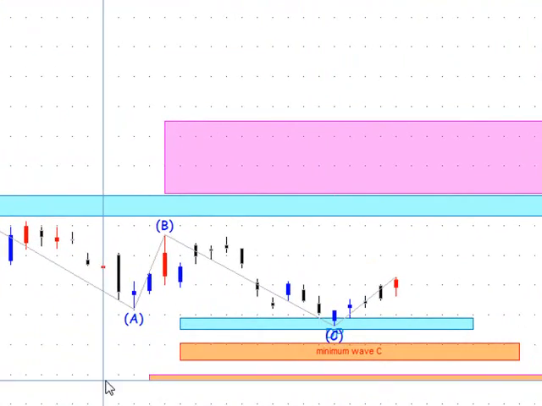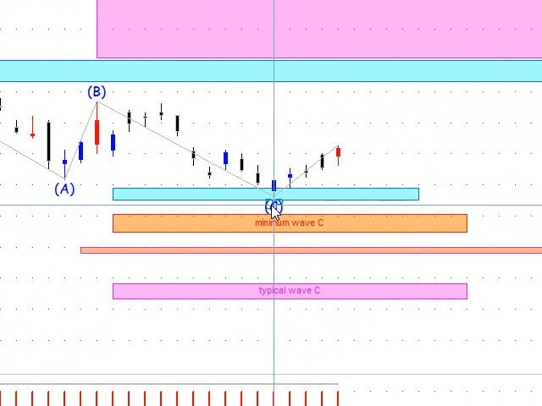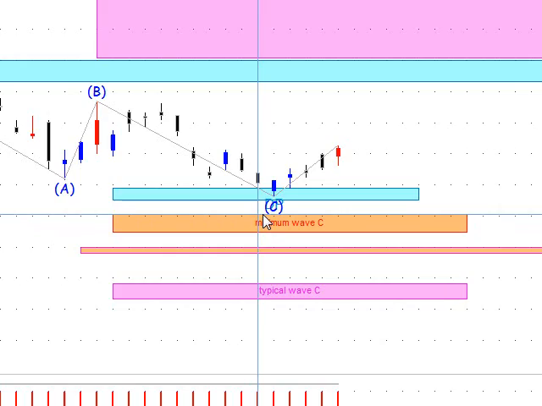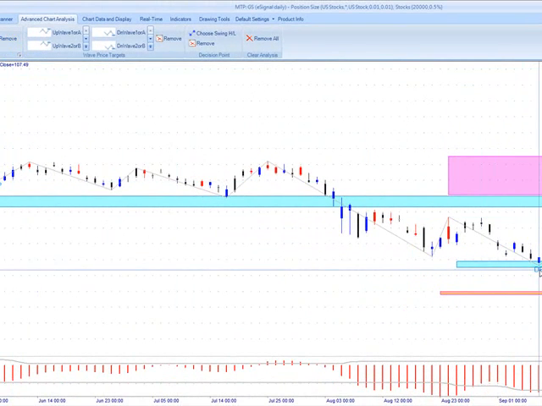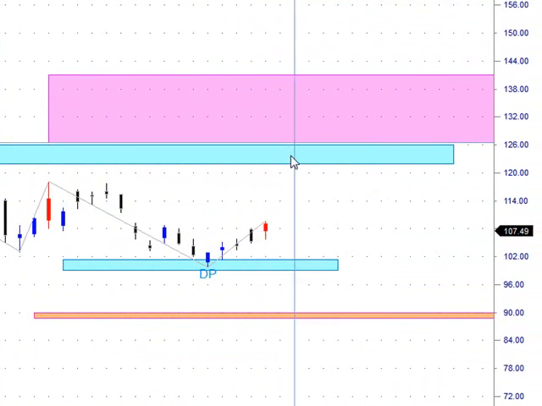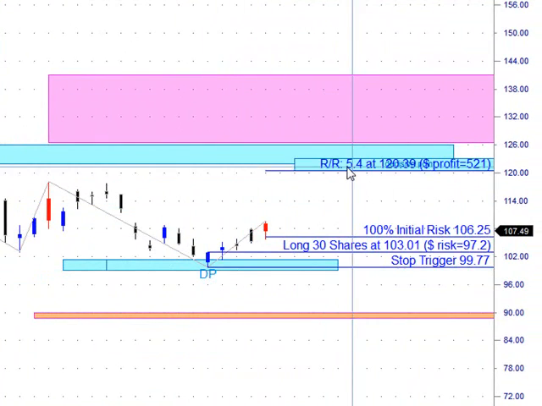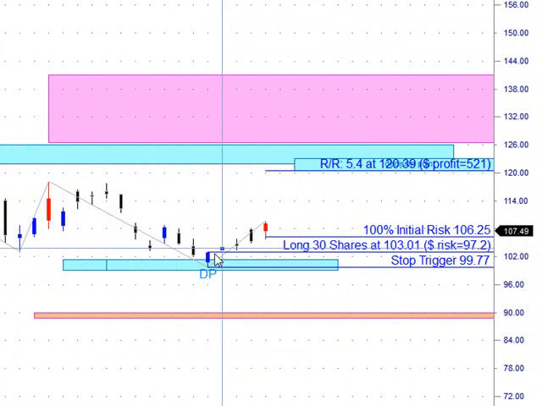Goldman Sachs, of course, we've been watching, made a new low there. Got support at 100, which we did expect. We had a little DP buy signal at that point. I can put the analysis on this so you can see the target right around 120.39 on that.